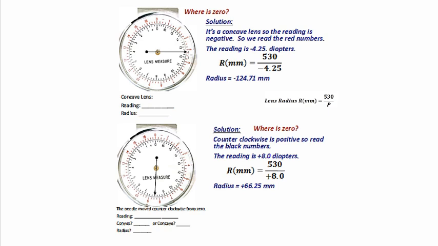So it will go 4.25 from the 0, which is 0, 1, 2, 3, 4, and then 25. Plug it in and calculate, and you get minus 124.71. All right, so anyway, that's it for the spherometer and diopter gauges.